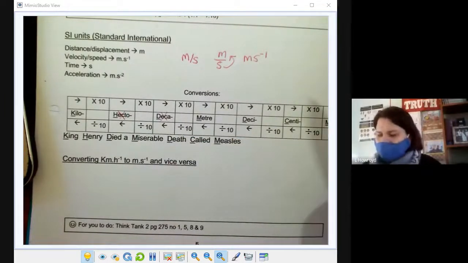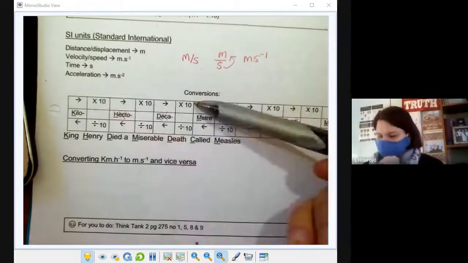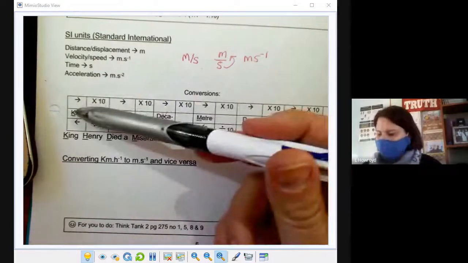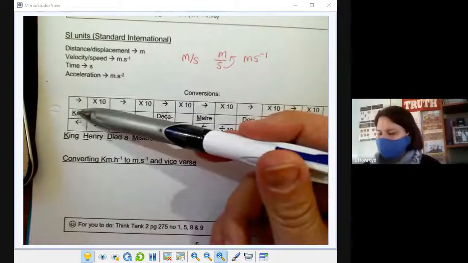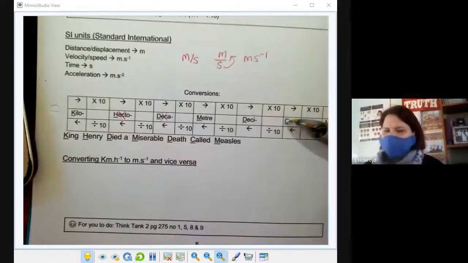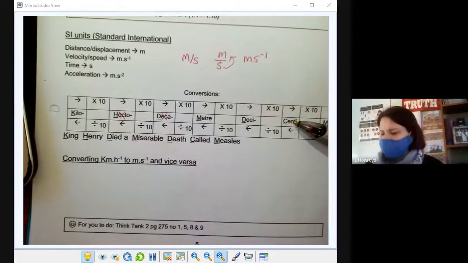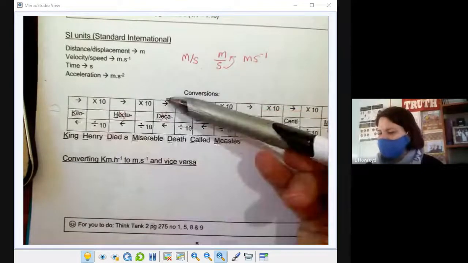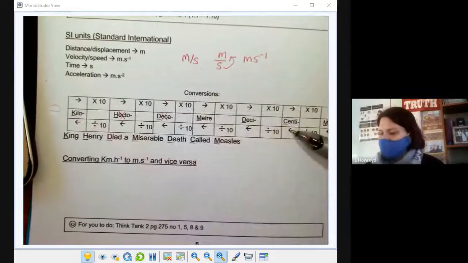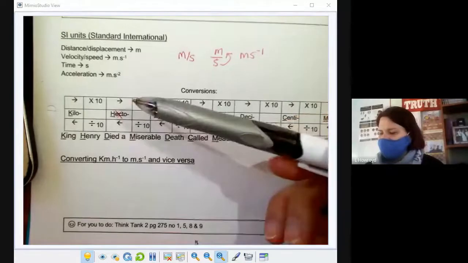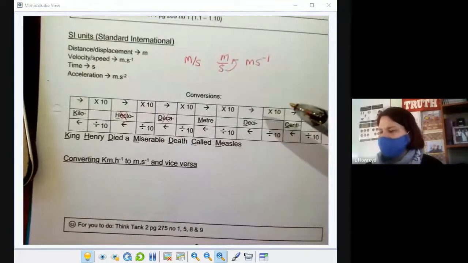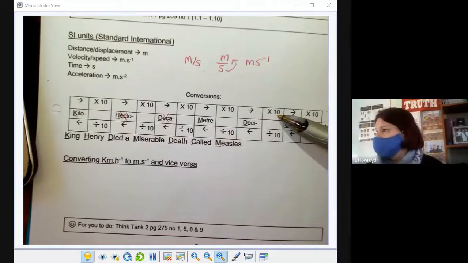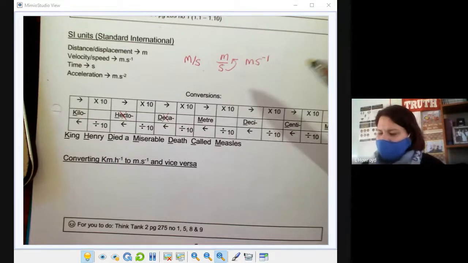And you can see there's a tenth between each one. So if you're going from kilometers, for example, and you want to go to centimeters, can you see how you times it by 10, 10, 10, 10, 10 to get to centimeters? So it's 10, then 100, 1,000, 10,000, a million. That's right. Okay, so that is how you do this.